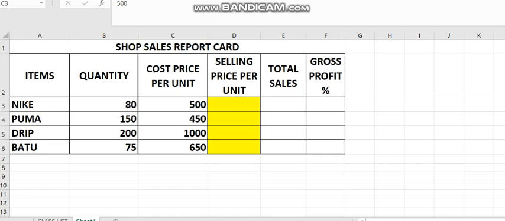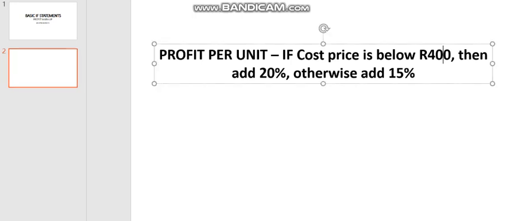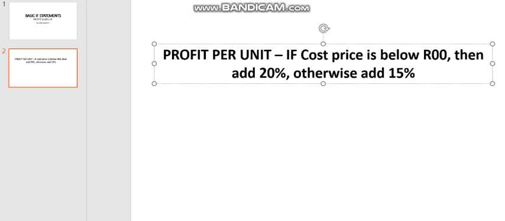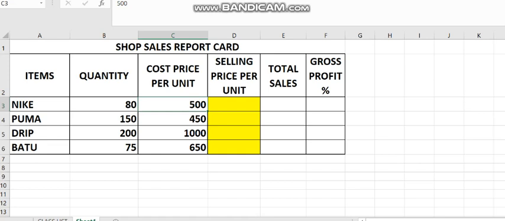So let's go back to our spreadsheet. I'm going to change this figure to make our example more practical. I'm going to change it to 500, because I can see that here we've got 450, 500 and 650. So I'm going to change it to 500 deliberately.